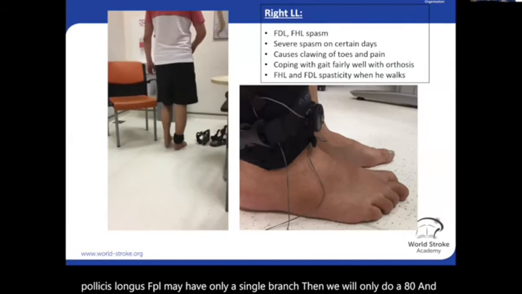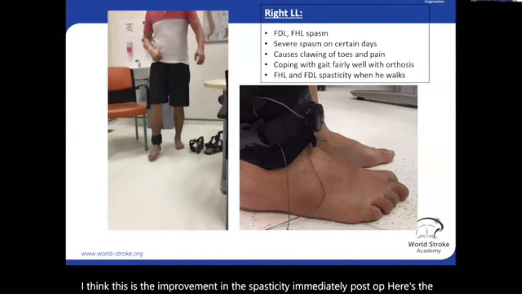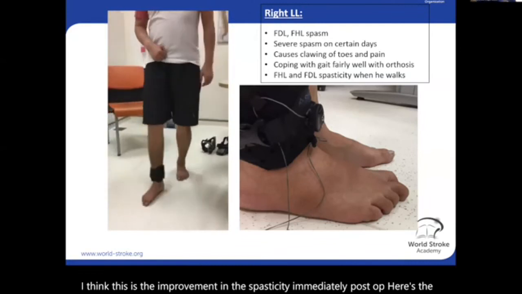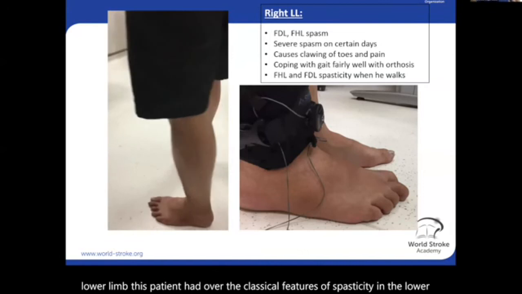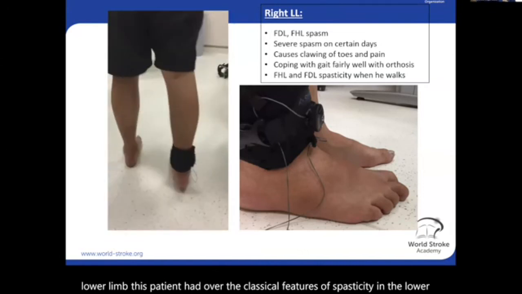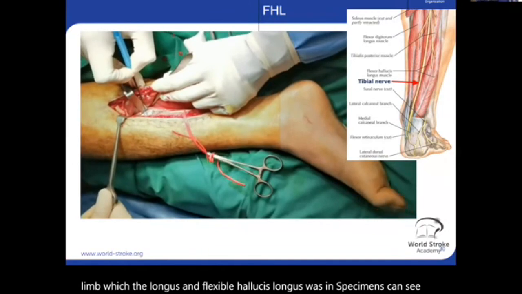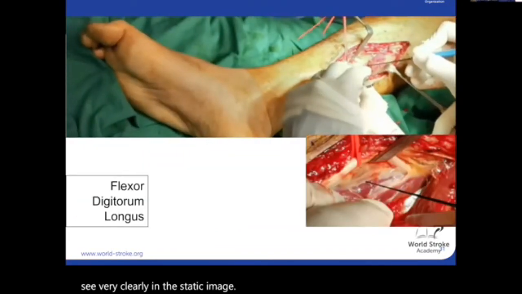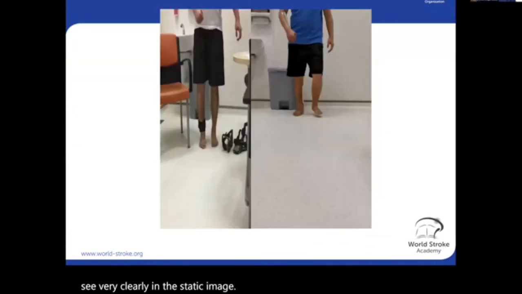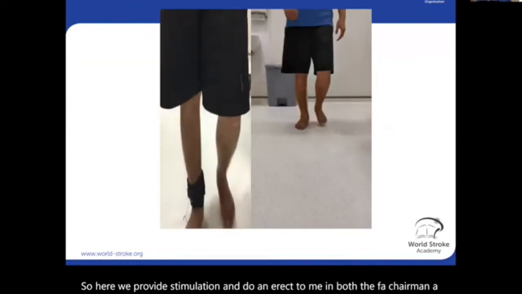Here's the lower limb. This patient had obviously the classical features of spasticity in the lower limb, with the flexor digitorum longus and the flexor hallucis longus in spasm, as you can see very clearly in the static image. So here we provide the stimulation and do a neurectomy in both the FHL and the FDL. And you see in the post-op that he has got a better gait.